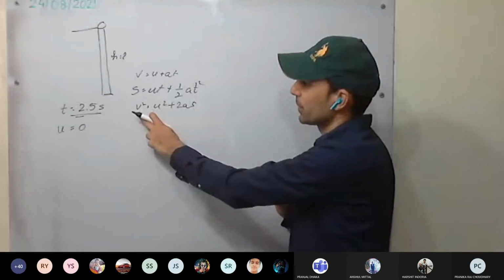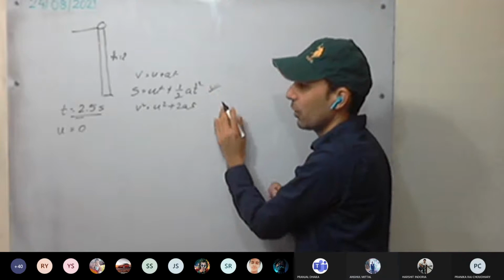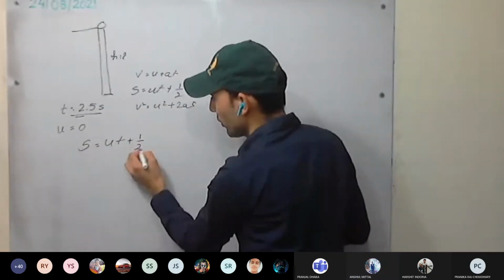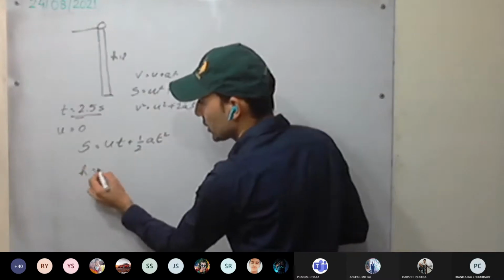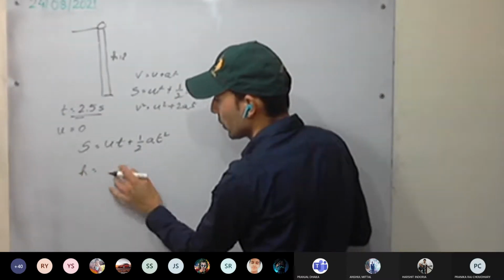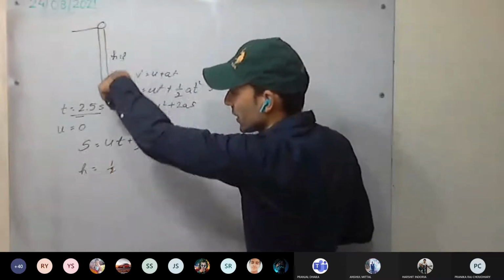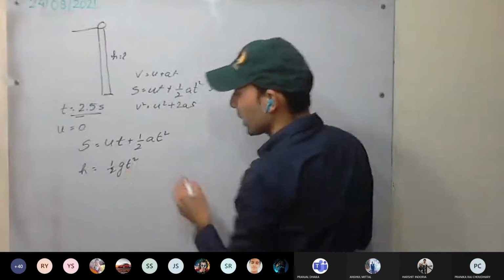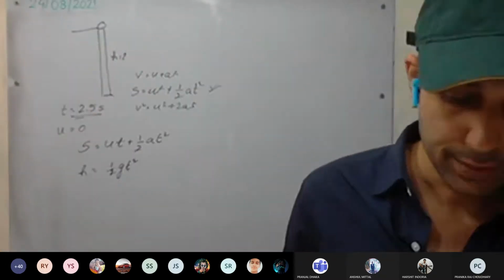v is given or not? v is not provided. Second formula we have to go with: s equal to ut plus half at square. Okay, solve it everyone. So s will be h, u is 0. So half, and moving in this direction as well as accelerating in the acceleration, so half g t square. Calculate everyone, so you will get the height.